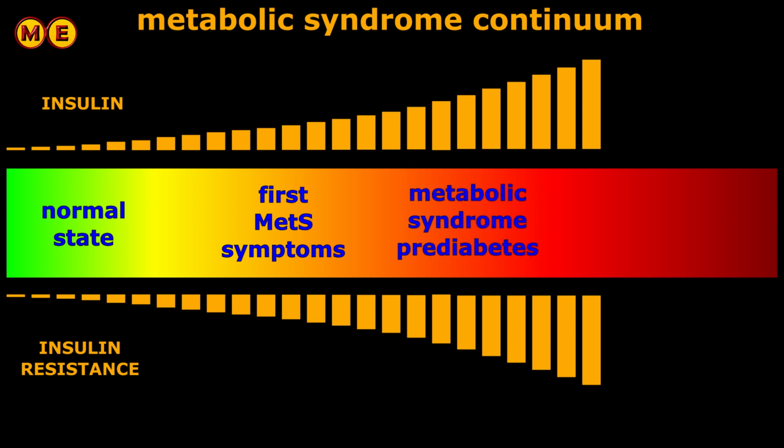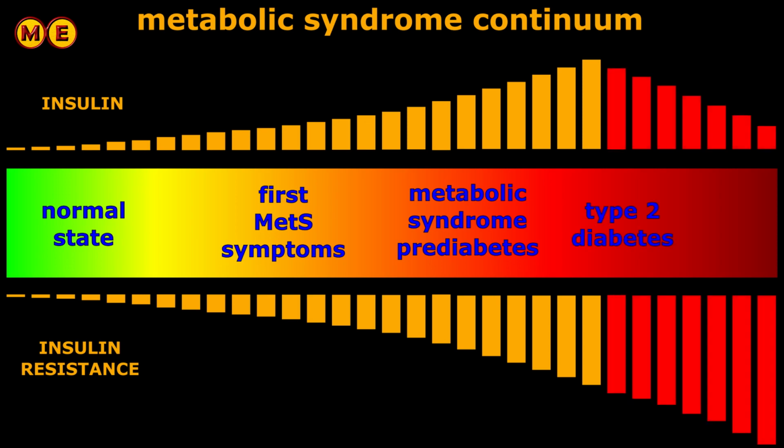syndrome or prediabetes. Then comes the stage of type 2 diabetes, where the body can no longer produce enough insulin to meet the need created by the insulin resistance. And in the last stage, metabolic syndrome and diabetes are working together, and they are the main cause of over 90% of all degenerative diseases. Finally, the continuum ends with death.